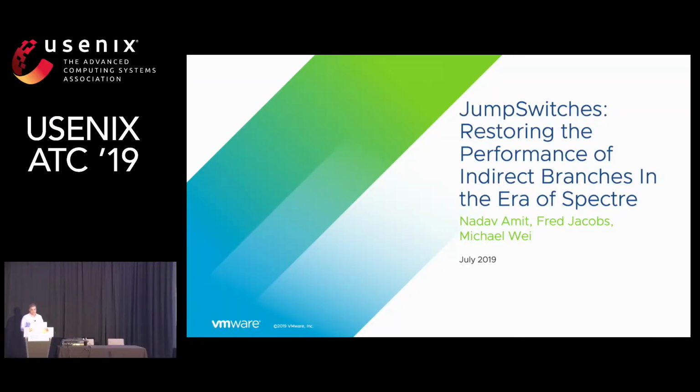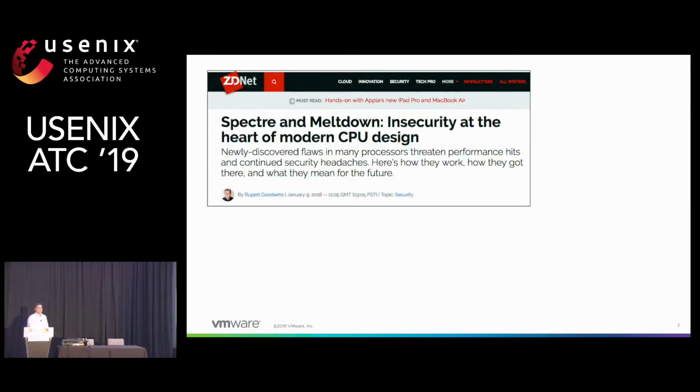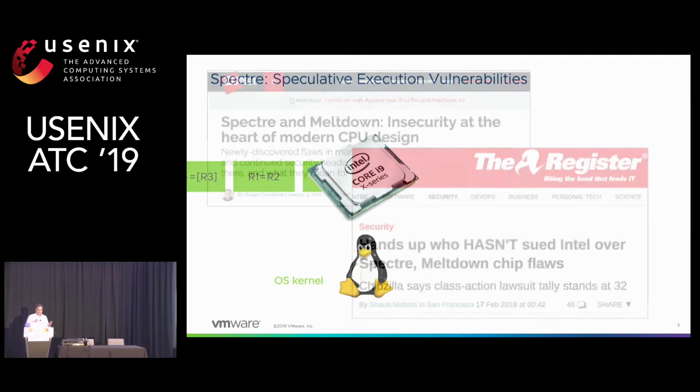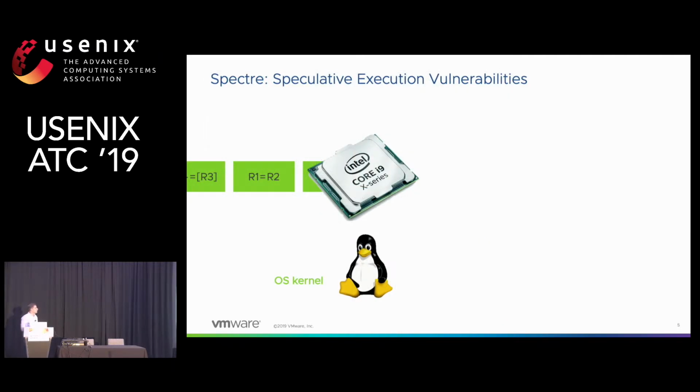Thank you. So I will talk about JumpSwitches, and we'll start by talking about Spectre. This is a security track, so I'm sure that you all know about it. But Intel CPUs and other CPUs were found to be susceptible to all kinds of speculative execution attacks. And in this talk, we'll talk about Spectre, and just briefly to mention what it's all about.